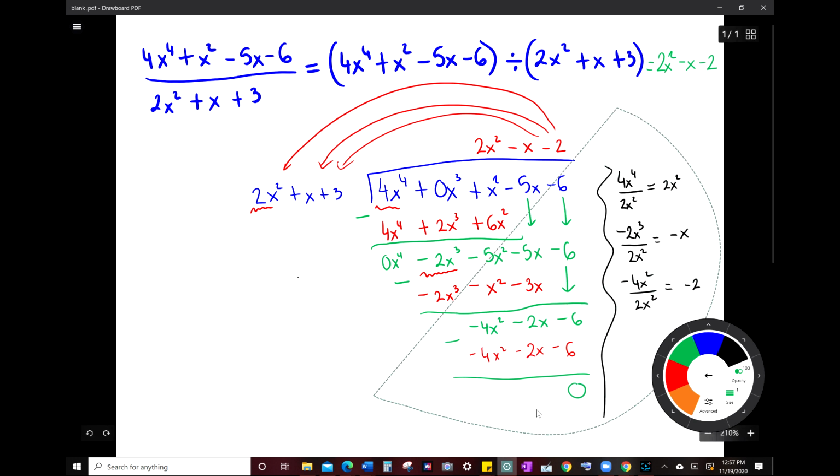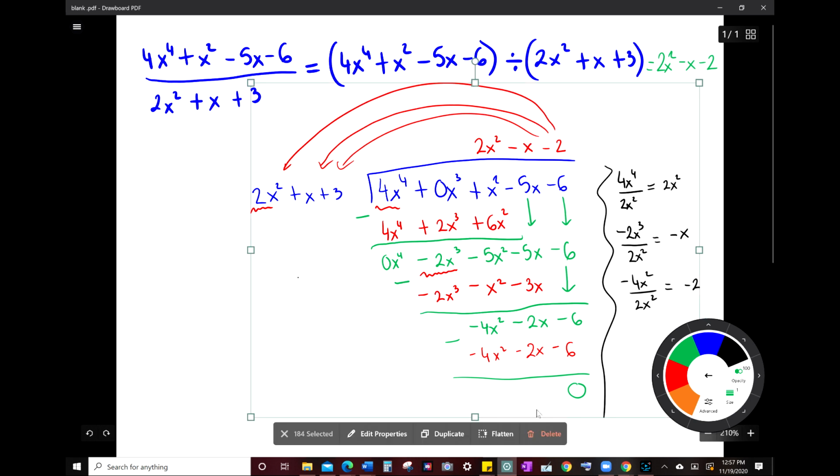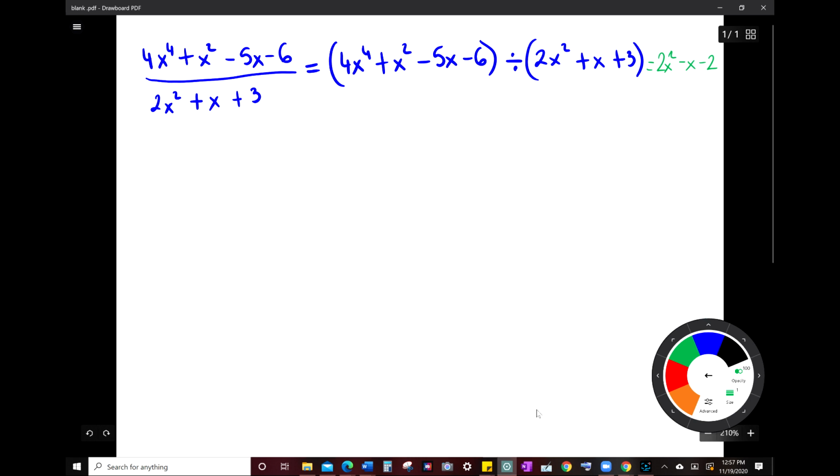Now I'll show you the box method. And no matter which way we do it, we should end up with the same answer. Alright, how to use the box method. For the box method, I will start with a box. And I have 2x squared here plus x plus 3. So basically I have 3 rows.